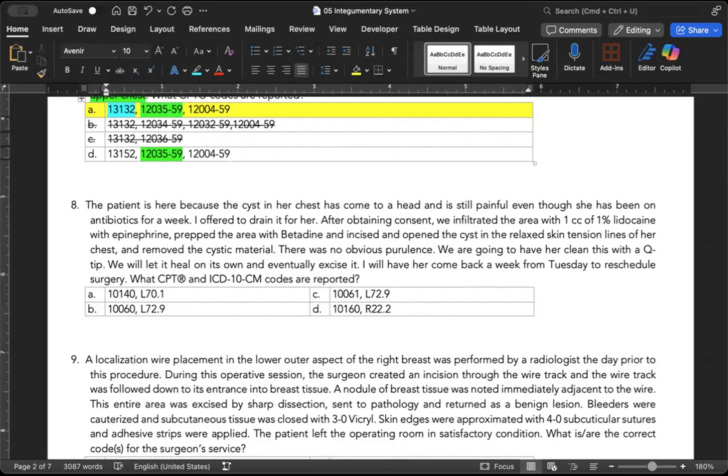So here, there's no 2 options that have the same codes, right? All of our CPT codes are different. All of our ICD-10s are different. However, we have 2 that are very close to each other. We have 160 and 161. So since those are so close to each other, let's go look at those.